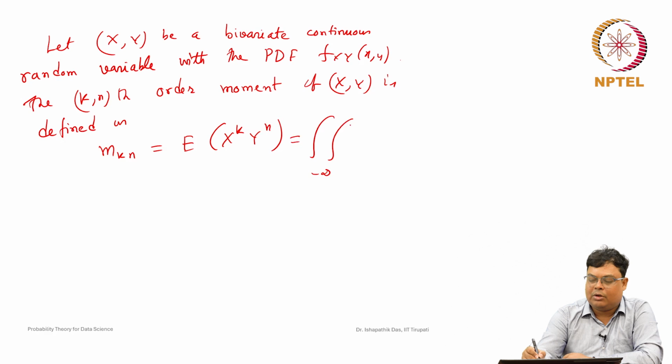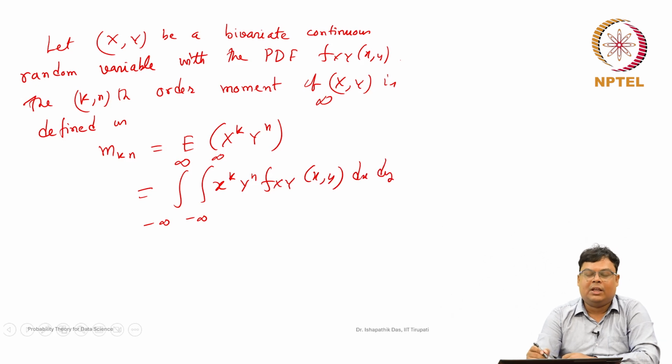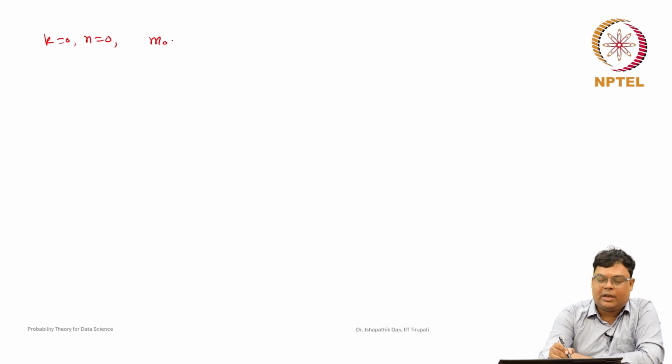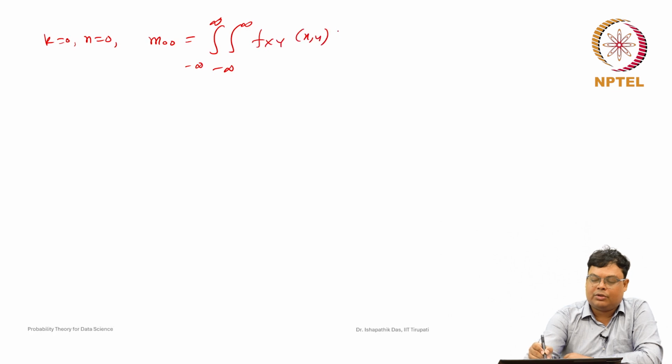So, this is defined as the integral from minus infinity to plus infinity of x to the power k, y to the power n f_{X,Y}(x,y). This is equal to the double integral from minus infinity to plus infinity of x to the power k, y to the power n f_{X,Y}(x,y) dx dy. So, this is the (k,n)th order moment. Similarly, k is equal to 0, 1, 2 and so on, n is equal to 0, 1, 2 and so on. For k equal to 0, n equal to 0, we get m_{00}, the double integral of x to the power 0, y to the power 0, which is 1, times f_{X,Y}(x,y) dx dy. By the properties of the joint density function, this should be equal to 1.